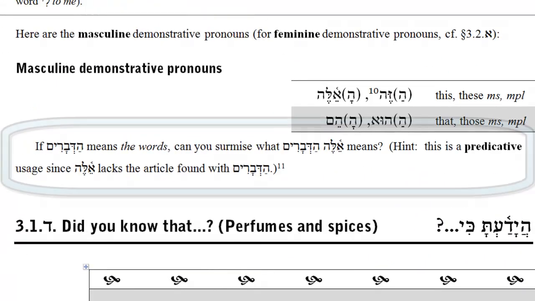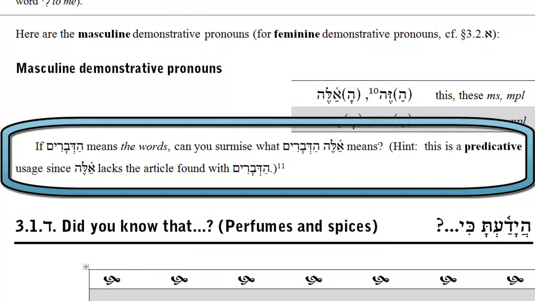Here's a little biblical puzzle for you. If the word hadvarim means the words, can you surmise what ele hadvarim would mean? Ele hadvarim.